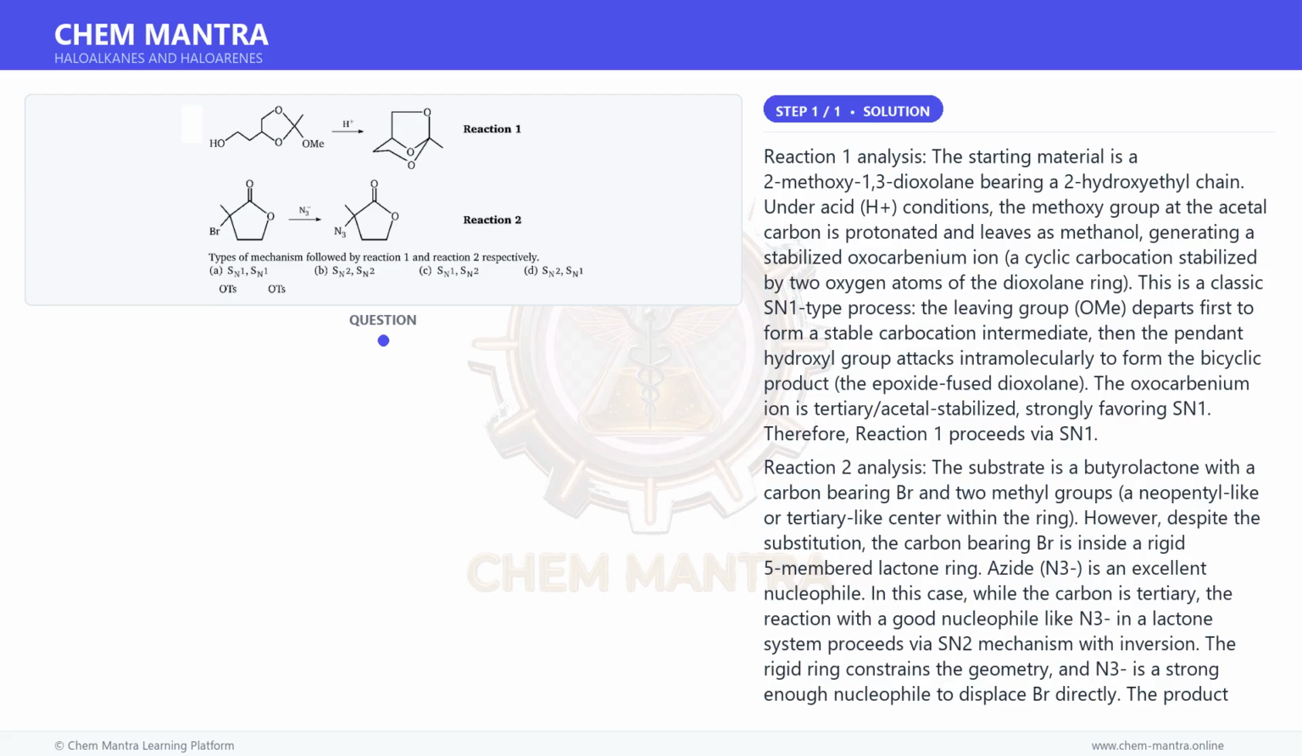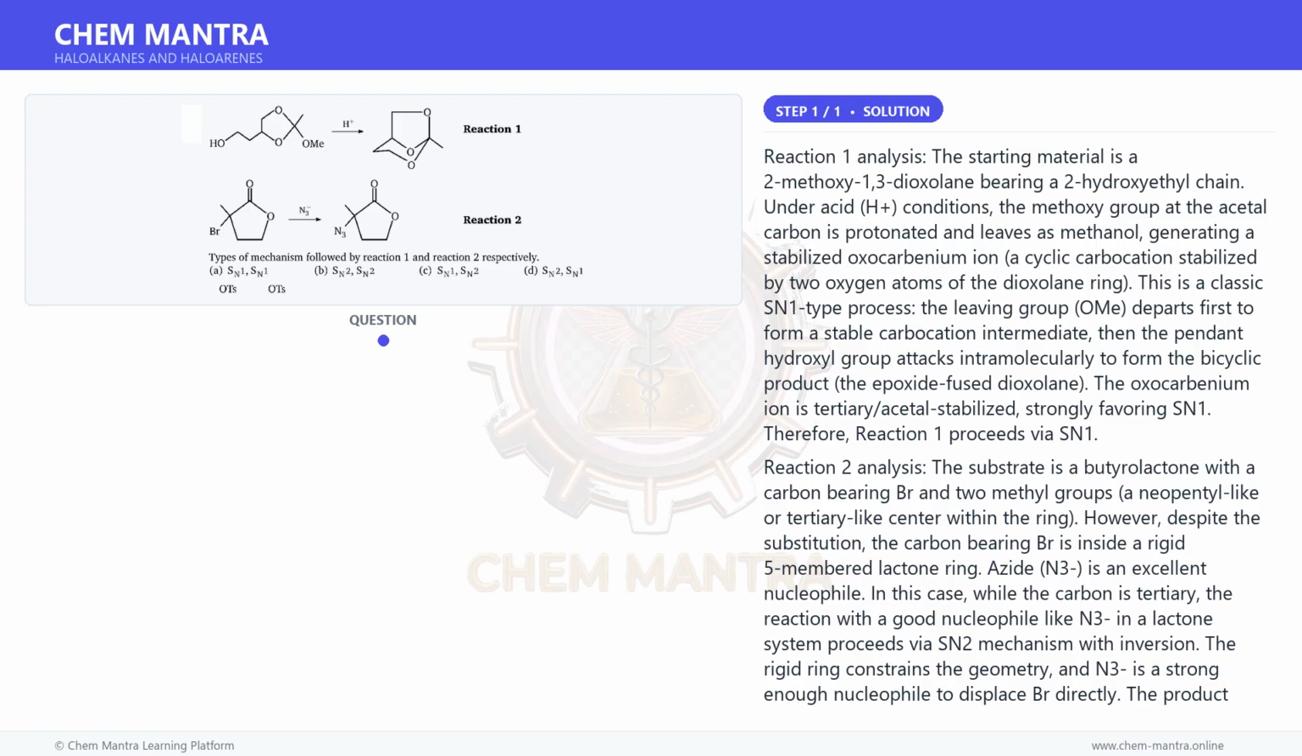Reaction 1 analysis. The starting material is a 2-methoxy-1,3-dioxolane bearing a 2-hydroxyl chain. Under acid (H+) conditions, the methoxy group at the acetal carbon is protonated and leaves as methanol, generating a stabilized oxocarbenium ion, a cyclic carbocation stabilized by 2 oxygen atoms of the dioxolane ring. This is a classic SN1-type process.